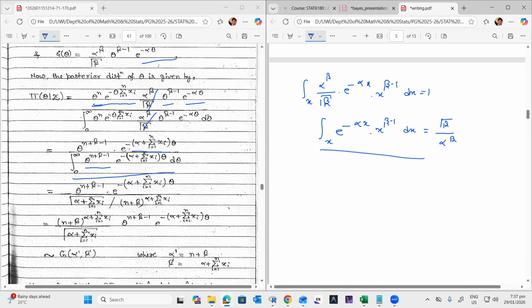Now compare both of them here, the denominator part with this one. So you have beta equals n plus beta and alpha equals alpha plus summation over i of xi. Right? So we keep it here. So it will become gamma function of alpha plus summation xi.